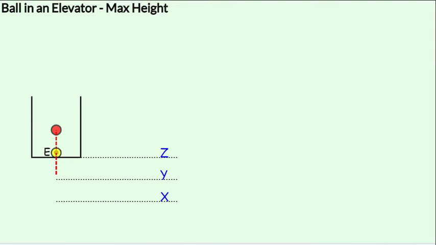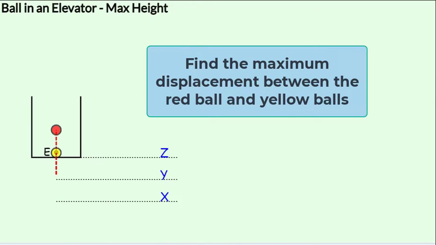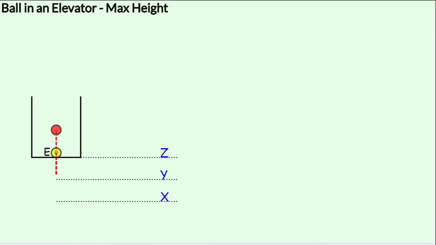And just to change the nature of the problem to one we have previously solved, we treat this problem as one where we have to find the maximum displacement between the two balls. So we fix the yellow ball to the floor of the elevator so it has the same velocity and acceleration as that of the elevator. And we have to find the maximum displacement between the red and yellow balls.